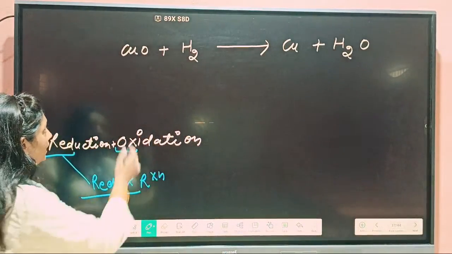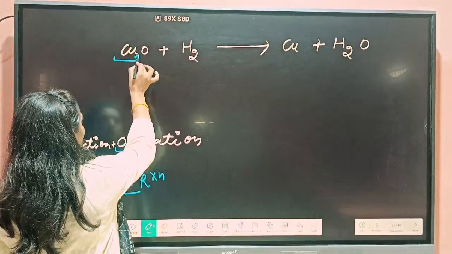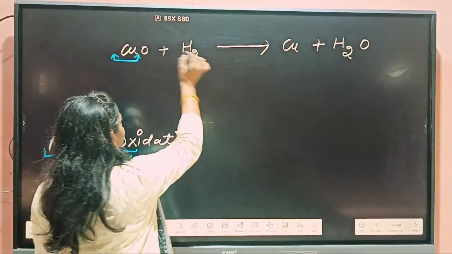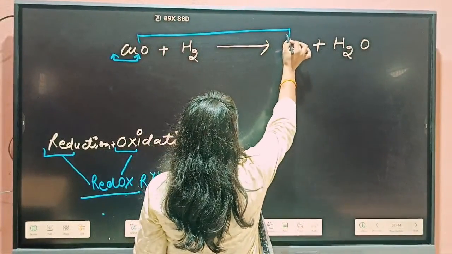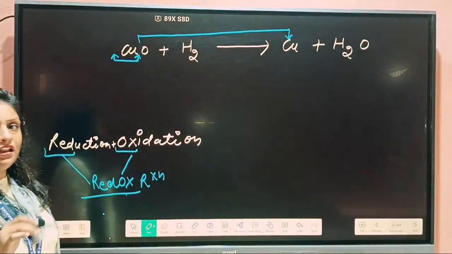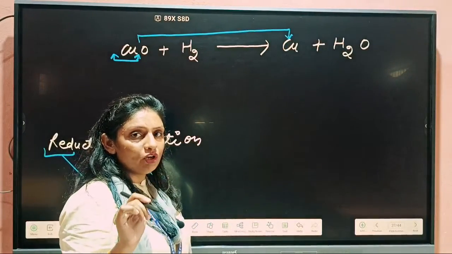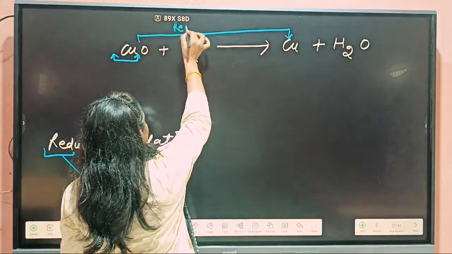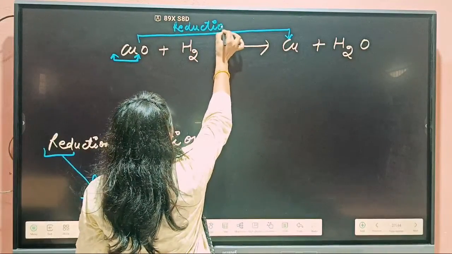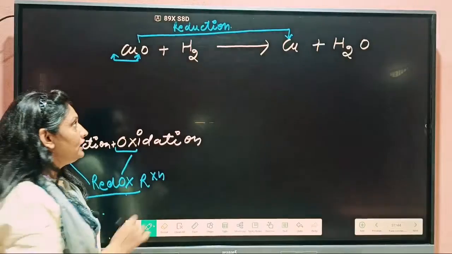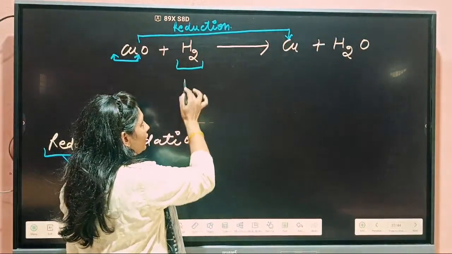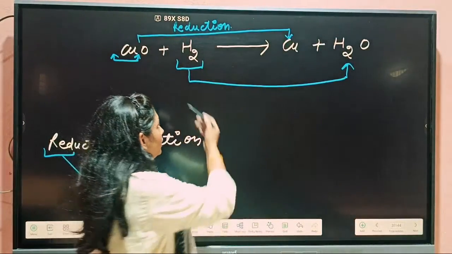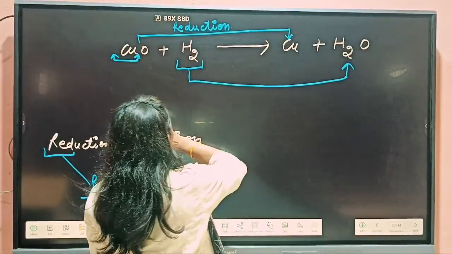So students, you can see here this copper oxide you have. So this removes its oxygen and it converts into the copper. And you know very well, removal of oxygen is reduction. So students, here reduction takes place. And here you have only hydrogen. But after reaction, oxygen adds to this one and it converts into water. Means addition of oxygen takes place here.